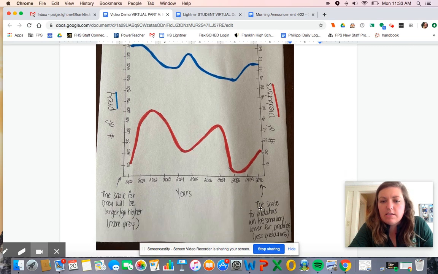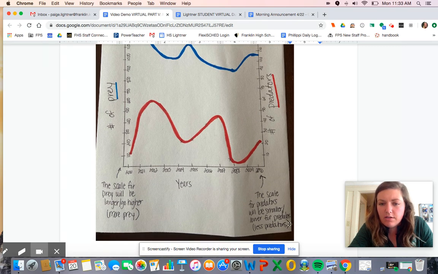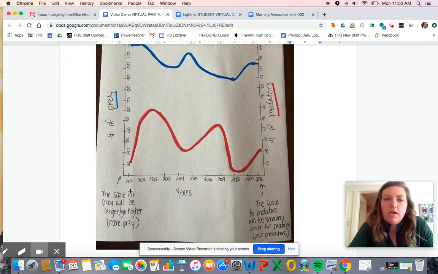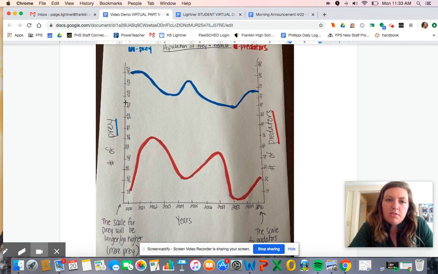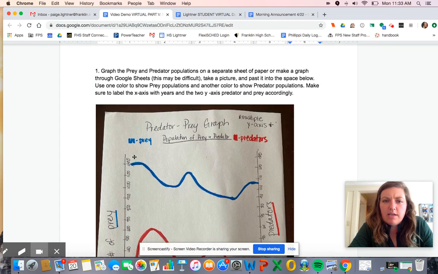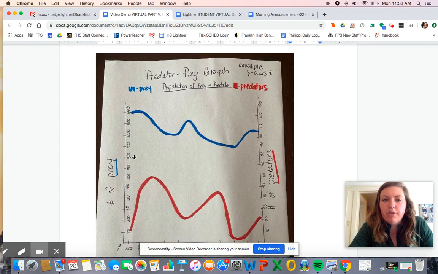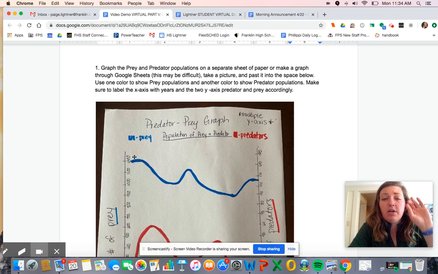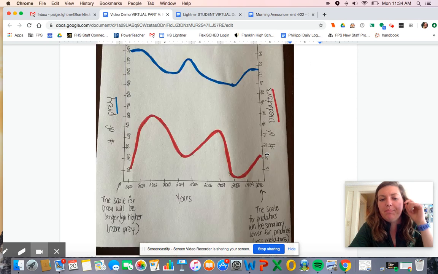So again, these scales are going to be different. The scale for the predators will be much smaller and lower because there are fewer predators, and the scale for the prey here will be much larger and go up by higher numbers because there are more prey. So that's just a little hint on how to construct your predator-prey graph. And again, you're wanting to be specific here. Here I was general because I don't have a biome, but you're going to want to be specific of what your prey is for your biome, your primary consumer, and then what your secondary consumer is, your predator.